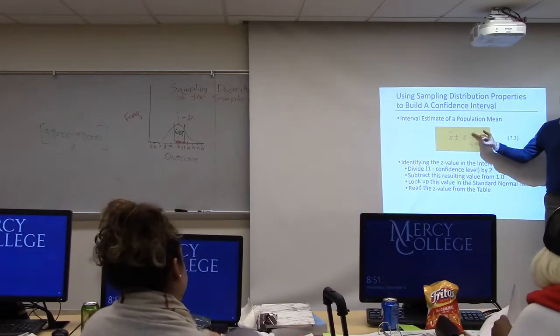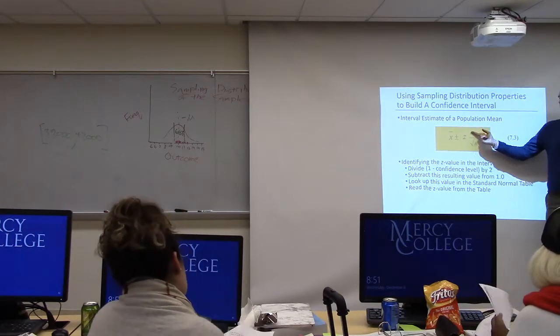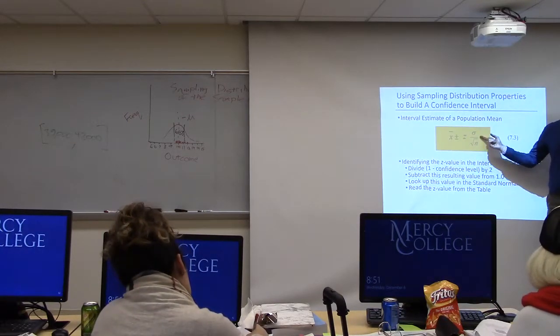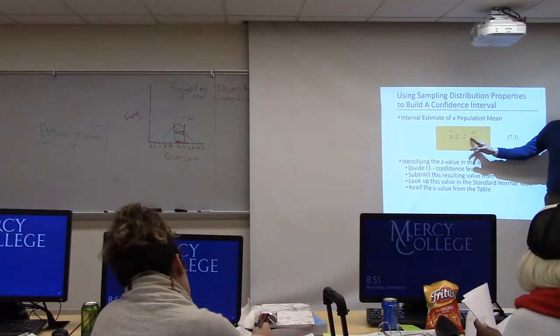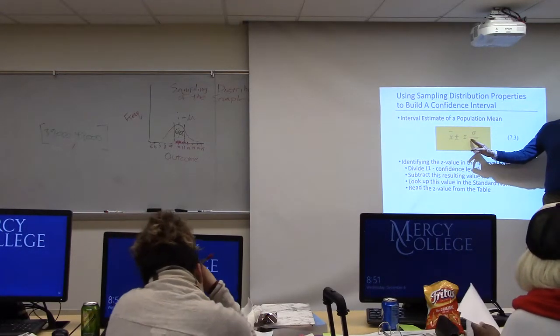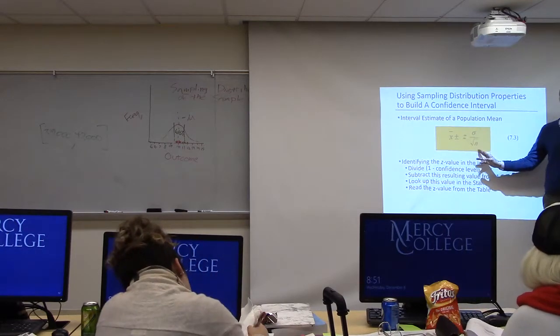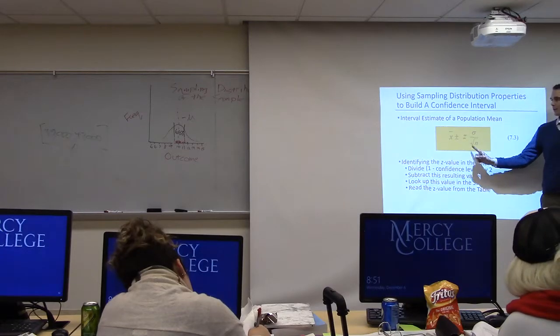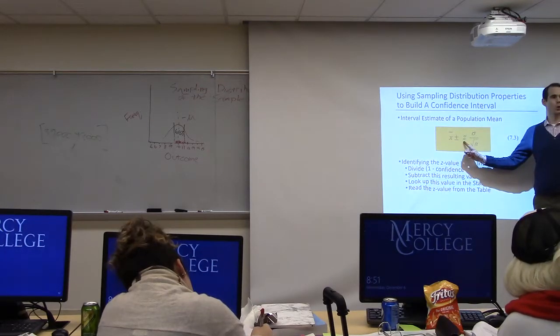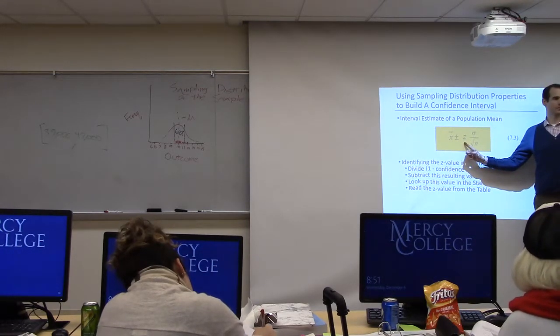Standard error, also known as the standard deviation of the sampling distribution of the sample mean. So we want to go plus or minus some number of standard errors. If we want to be 95.5% confident, we would go plus or minus 2 standard errors.